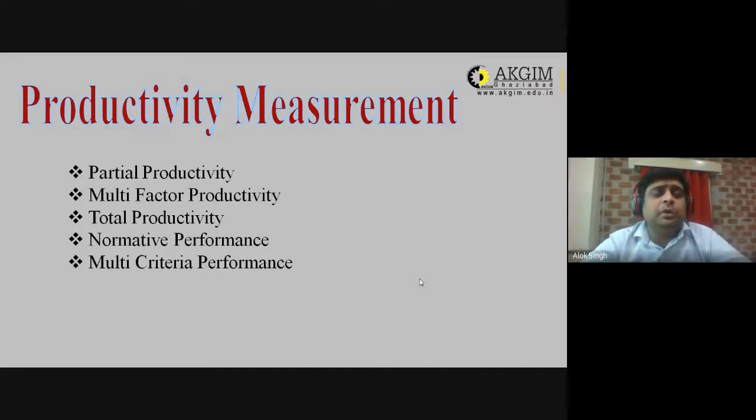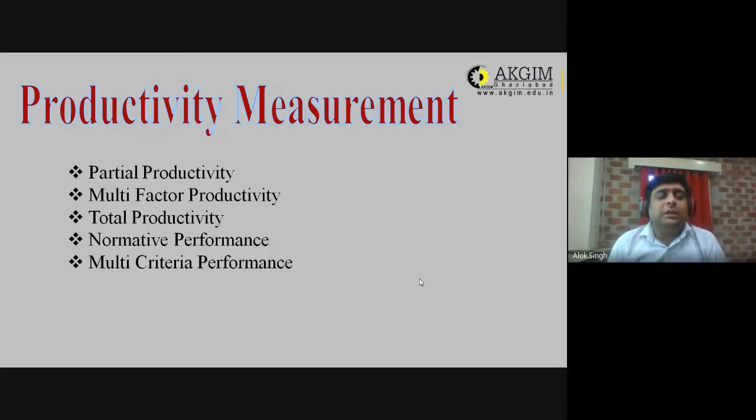First is partial productivity, second is multi-factor productivity, third is total productivity, fourth is normative performance, and fifth is multi-criteria performance. As I have told earlier, productivity is simply a ratio of output to input. It means how much input you have deployed and how much output you have gained, and the ratio between these two parameters is known as productivity.